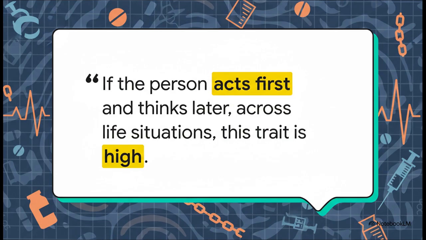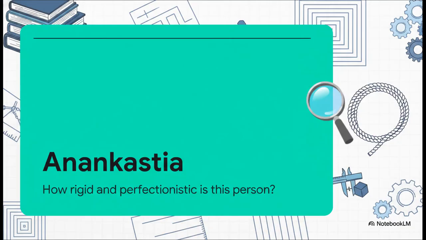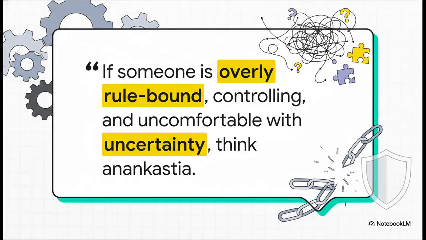It explains a lot. And our final slider is anankastia. This is characterized by things like perfectionism, rigidity, a really strong need for control, and a significant difficulty with uncertainty or ambiguity. And this one highlights a common clinical challenge you are going to see all the time. This trait often drives things like health anxiety and that constant need for reassurance. It can also lead to treatment resistance if the patient feels like their sense of control is being threatened by your plan.